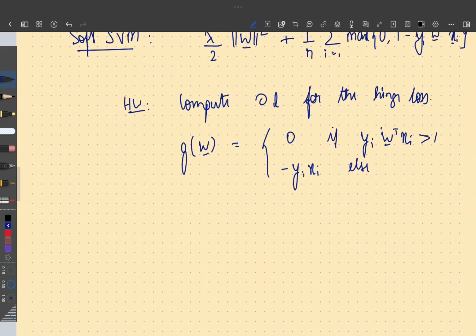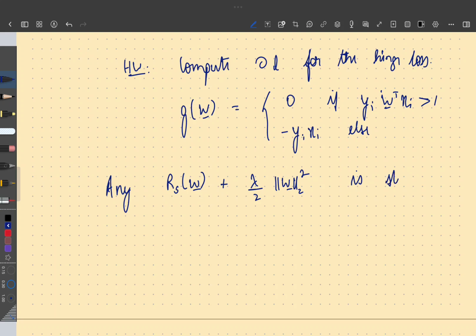All right. So any objective function of the form which is an empirical risk, which is convex, plus some constant, plus a regularization term that is quadratic in the parameters, is going to be strongly convex.